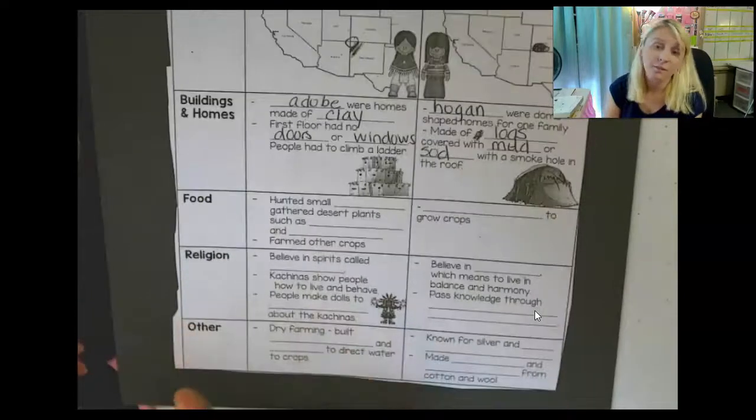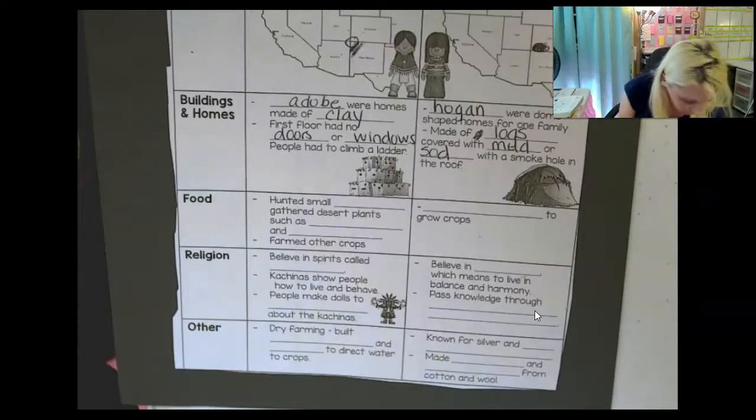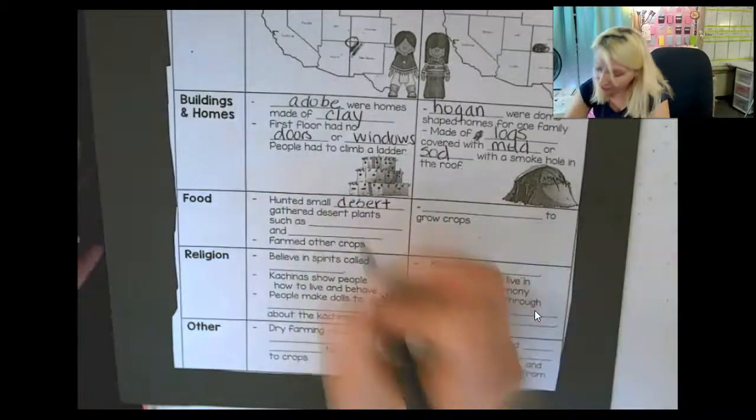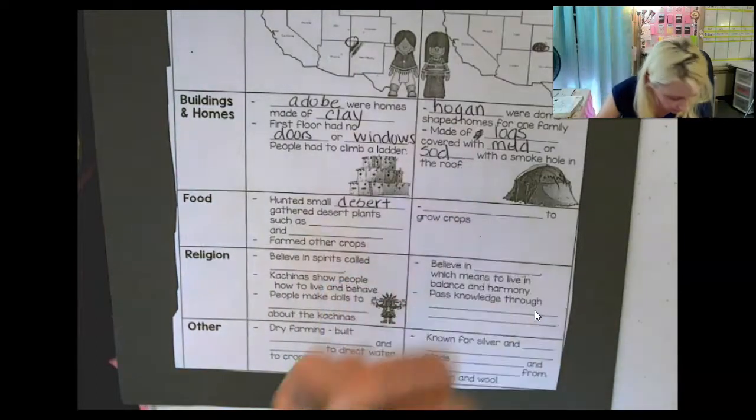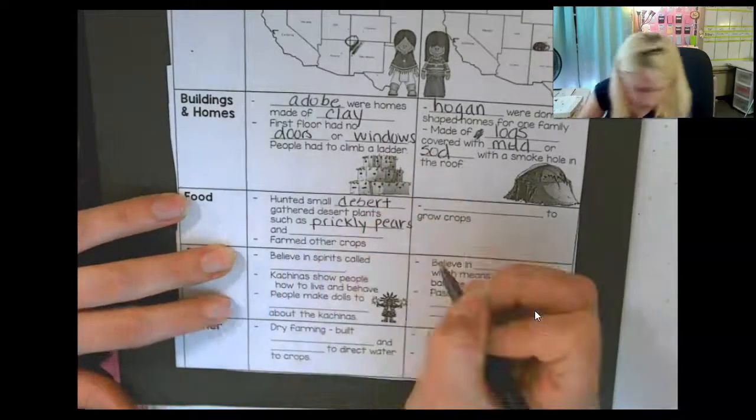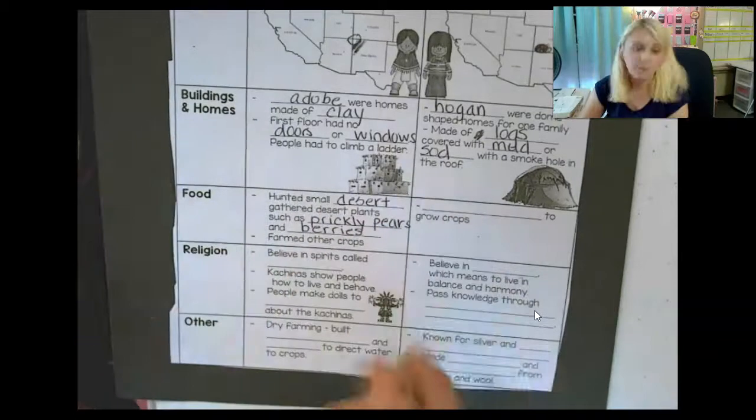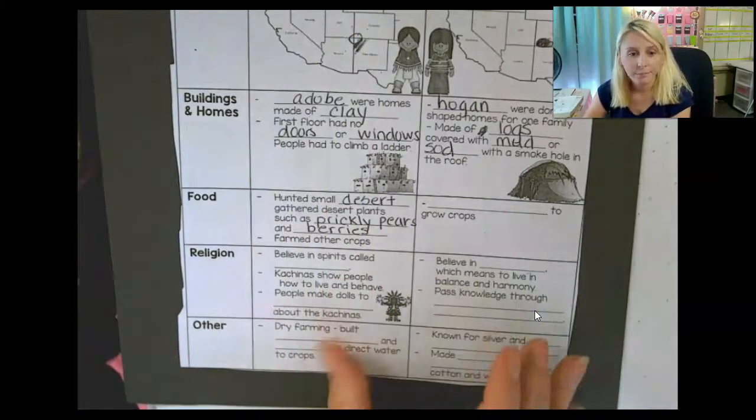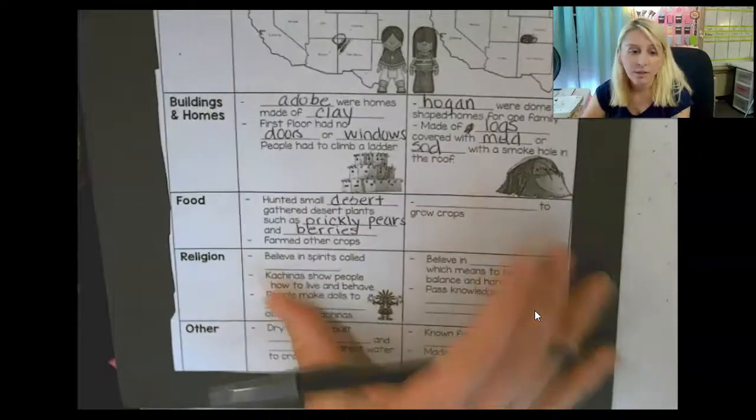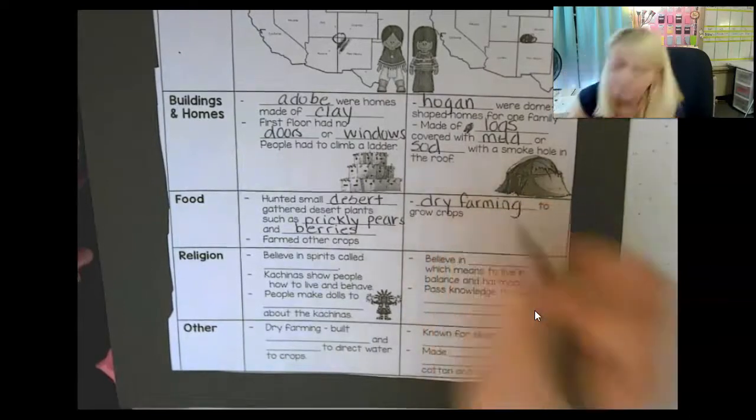Food. And again, if you need to pause this, if I'm going too fast, you can pause it and finish writing and then hit play again. They hunted small desert animals. They gathered desert plants such as prickly pears, and berries. They also farmed several crops. The Navajo used a technique called dry farming to grow crops.